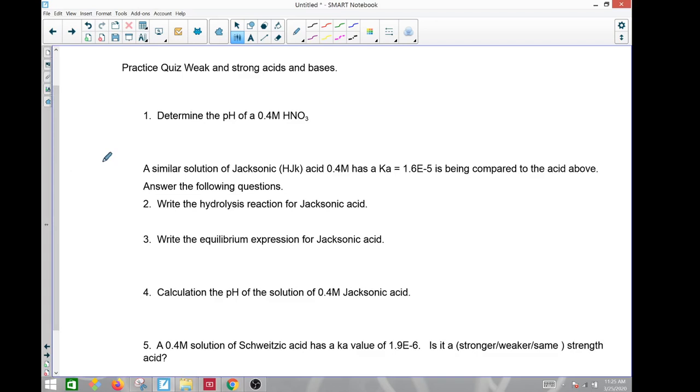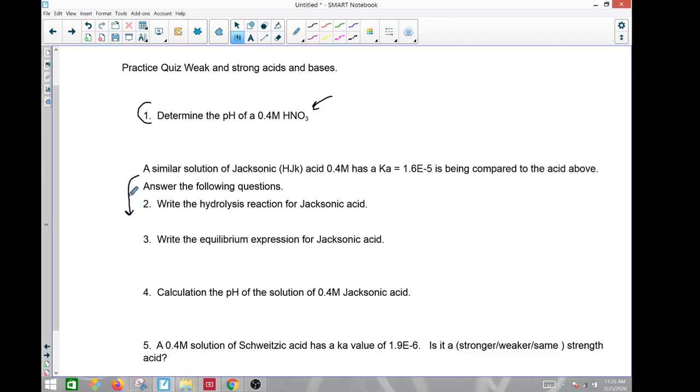All right, so here are the answers for this particular quiz. First question: determine the pH of a 0.4 molar HNO3. First things first, when we start doing a whole bunch of these calculations, people get a little bit obsessed with them.